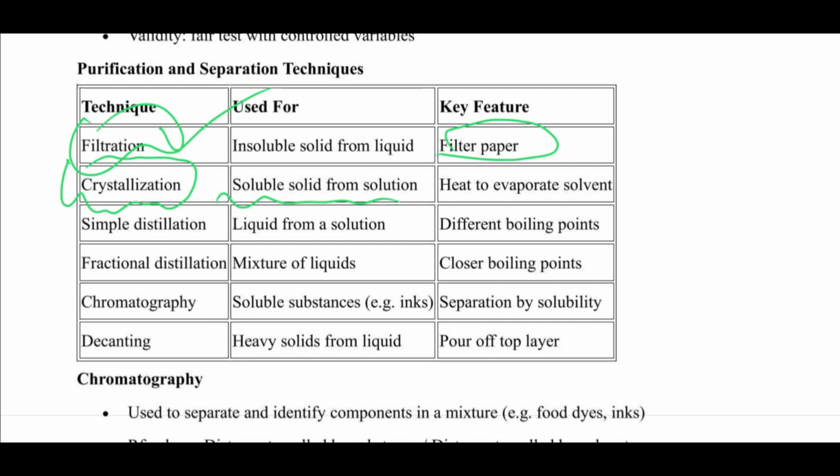Simple distillation method. Simple distillation is separating a liquid from a liquid.